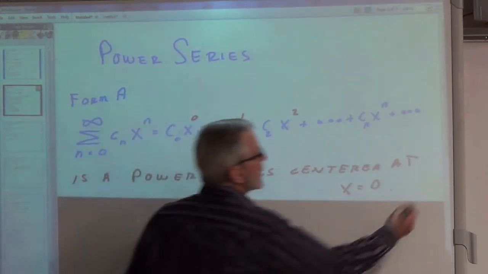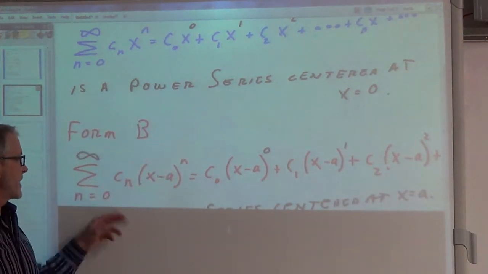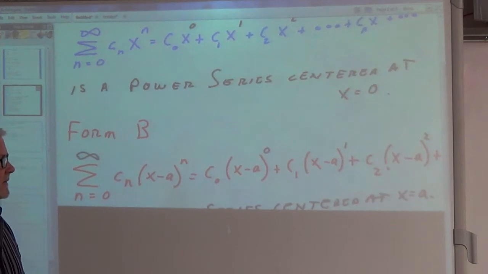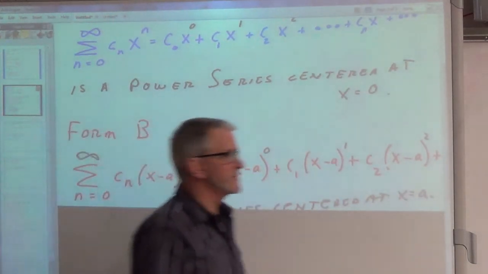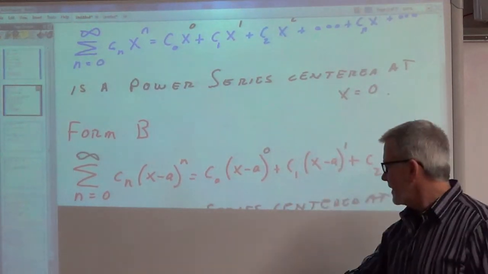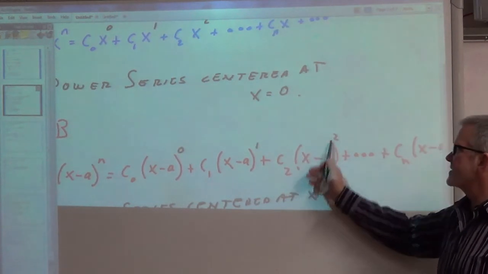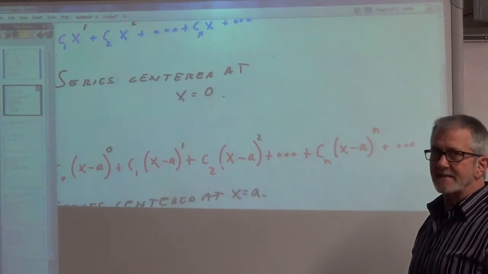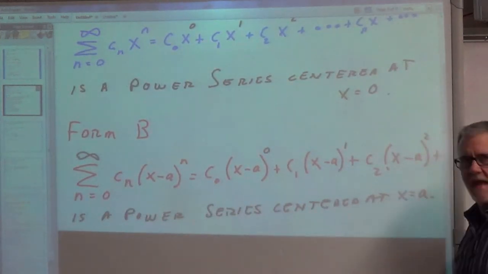But we can also, and we will, but not a lot, look at the series of form B, the summation from n equals 0 to infinity of c sub n, some constant, the coefficient, times x minus a to the n. And what we have is the coefficient of the 0 term, x minus a to the 0, which is going to be 1, plus the second coefficient, c sub 1, x minus a to the first power. And you see we're adding those rascals up: coefficient times x minus a to the first, coefficient times x minus a squared, plus dot dot dot, coefficient times x minus a to the nth power, plus dot dot dot. This we say is a power series. This is the power series centered at x equals a.